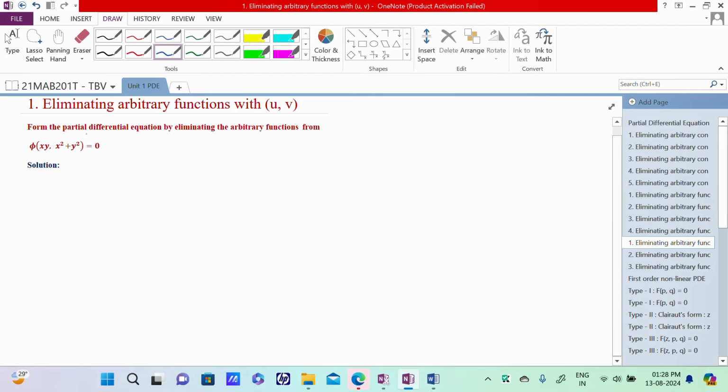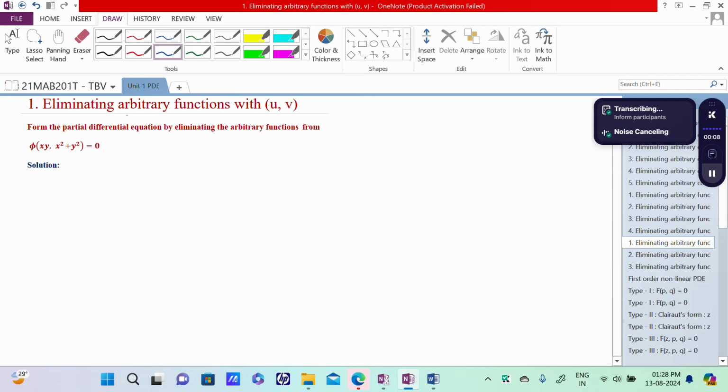Hello everyone. In this session, we are going to discuss eliminating an arbitrary function with uv. The problem is: form the partial differential equation by eliminating the arbitrary function from the relation phi of xy comma x square plus y square equal to 0. In this problem, to solve, there are two methods. First, method 1.